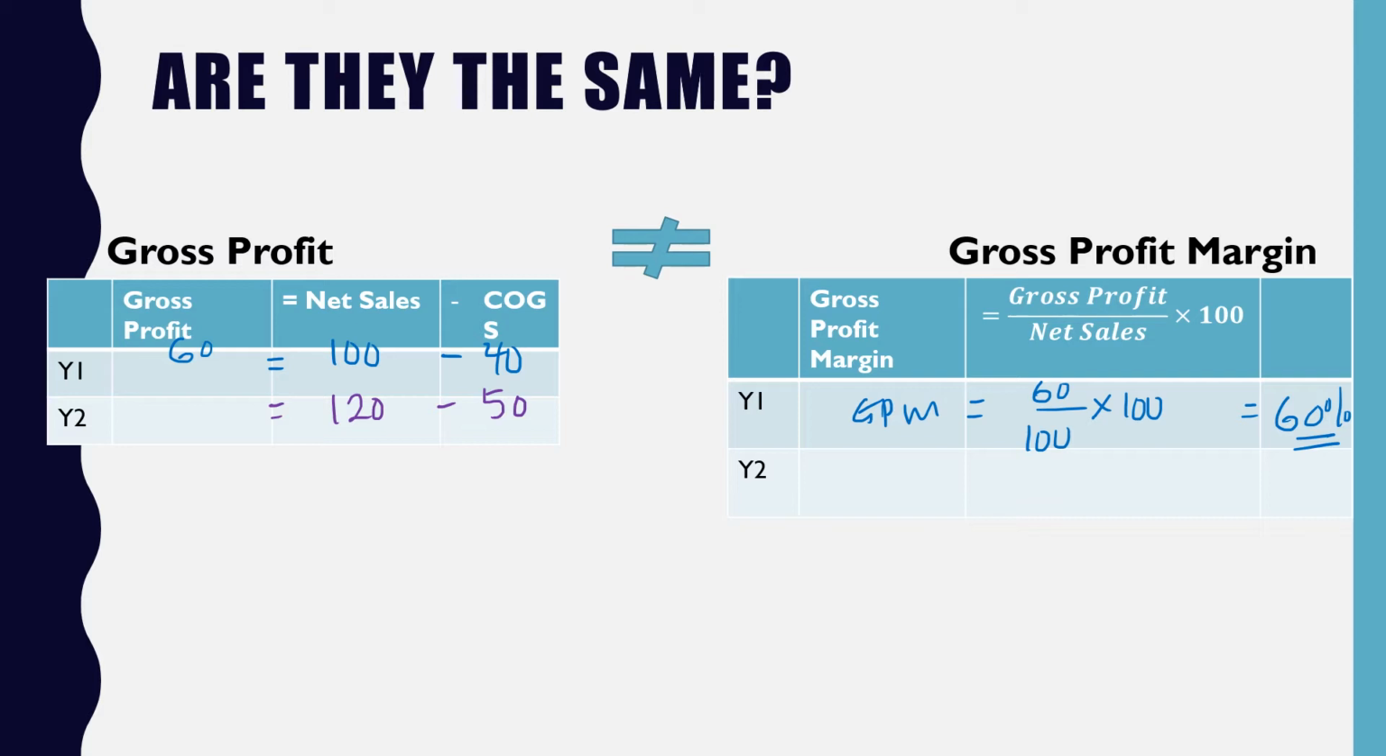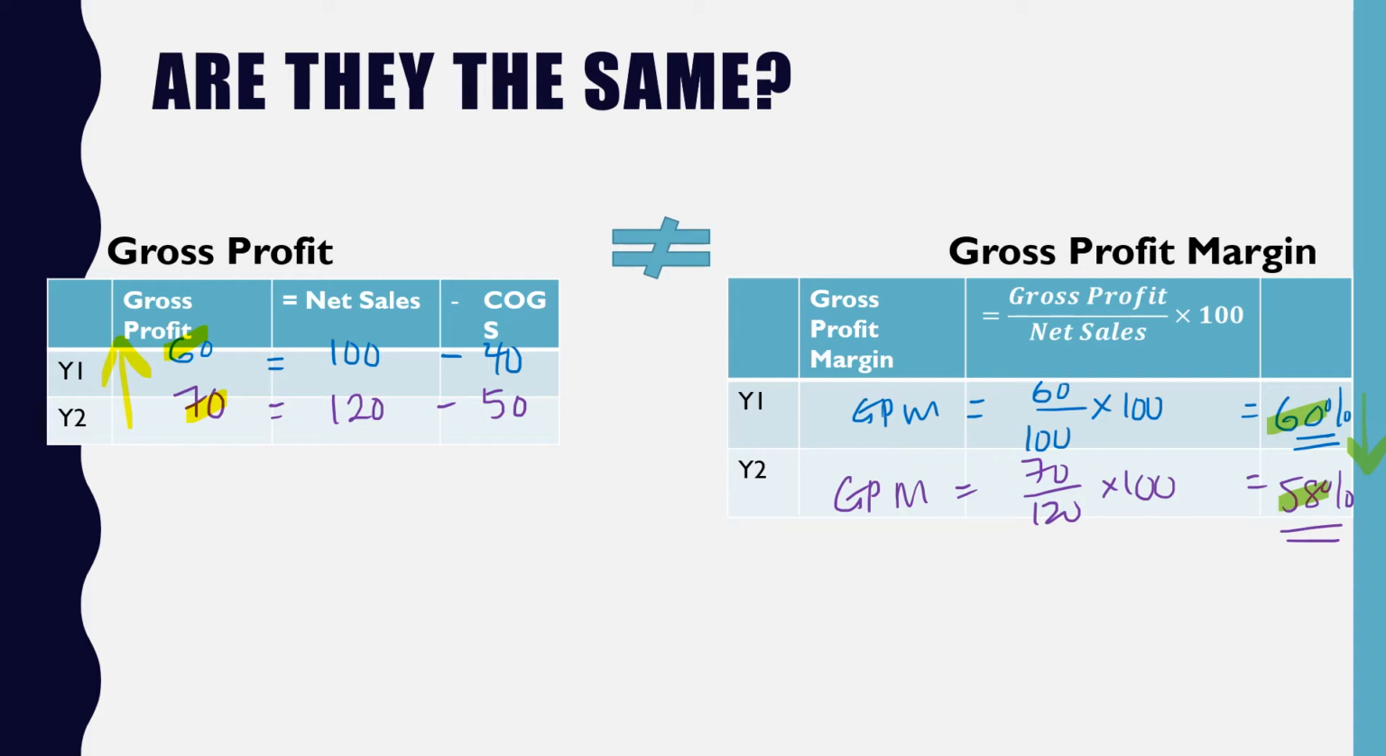Now, as we can see here, the gross profit for year 2 works out to be $70. If we put this into the gross profit margin calculation, we will get a gross profit margin of 58% in year 2. Now what I would like you to take note of is this. From year 1 to year 2, we can see that the gross profit has actually increased. However, if we look at the gross profit margin from year 1 to year 2, there was actually a decrease.